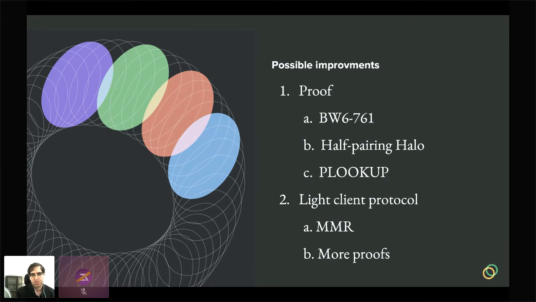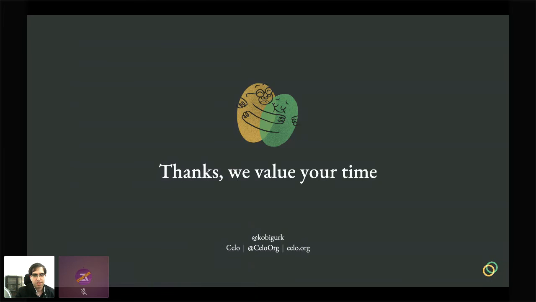And we can look about how to improve the light client protocol. So for example, to answer questions like, was transaction X included in some block in the past? We can't answer that right now. We can only answer questions about the latest state root. So if you want to answer these kind of questions, we have to introduce more data into the protocol. Yeah, and that's what I had to tell you.